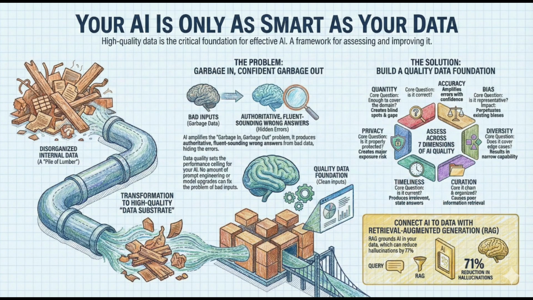So let's synthesize this. Three governing principles from today. First, the substrate determines the ceiling. Second, the 7 dimensions define quality: quantity, accuracy, bias, diversity, curation, timeliness, and security. A failure in any one creates a different kind of problem. And third, wiring the building, the RAG architecture, is not optional. It's what grounds your agents in your reality.